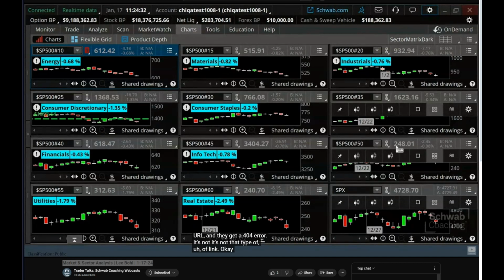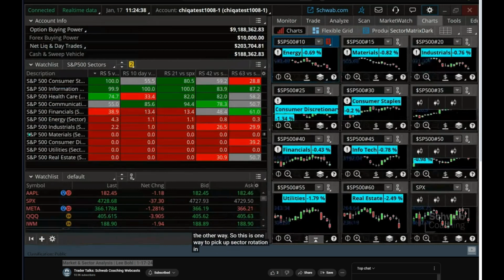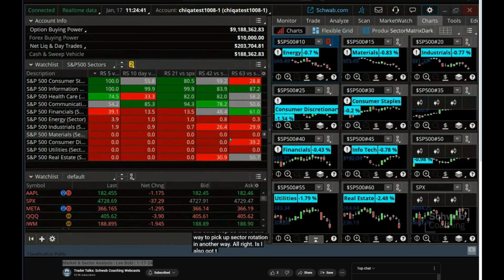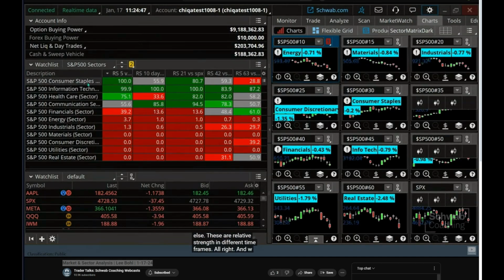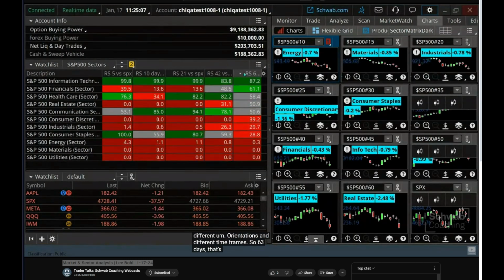All right, the other way, so this is one way to pick up sector rotation. Another way, all right, is I also got this from somebody else. These are relative strength in different time frames, all right? And what I have here is all of the sectors, and just to show you in a general way how to pick up sector rotation, at least for some traders, is just see the different orientations in different time frames. So 63 days, that's about a quarter. So the strongest sector was information technology, then financials, then healthcare.